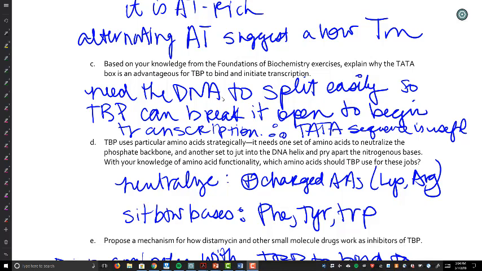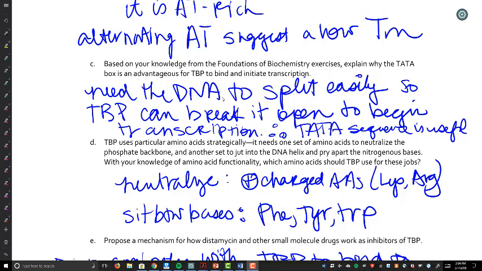So in particular, it needs to have amino acids that can work with the phosphate backbone, and then it needs to have amino acids that interact with the bases in the center of the DNA. And if you'll remember, we talked about how although the DNA bases have heteroatoms, so N's and O's, they're also hydrophobic because they are greasy and aromatic and flat planar rings.